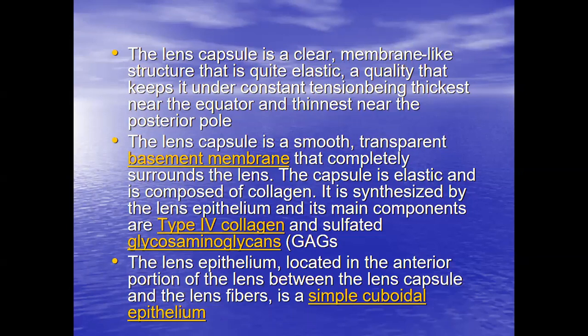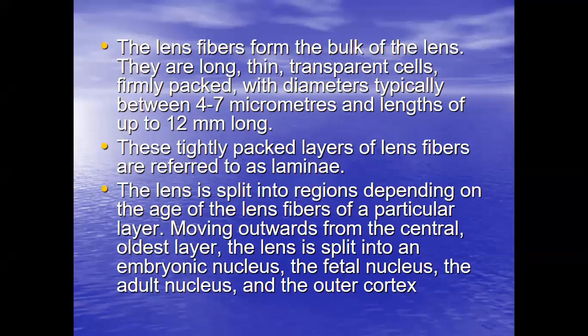Okay? And this lens capsule, you can say, is also a basement membrane, and it's composed of collagens, especially type 4 collagen, and glycosaminoglycan. The lens epithelium is simple. It's not columnar, it's a cuboidal epithelium. There was a mistake. It's a simple cuboidal epithelium, a single layer of epithelium.